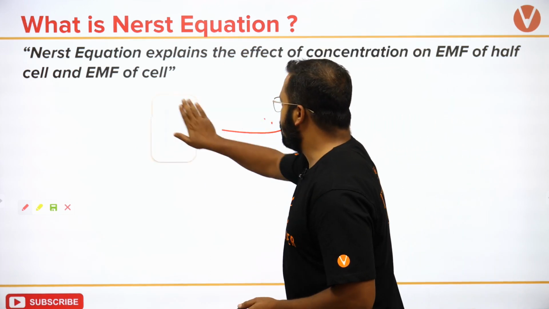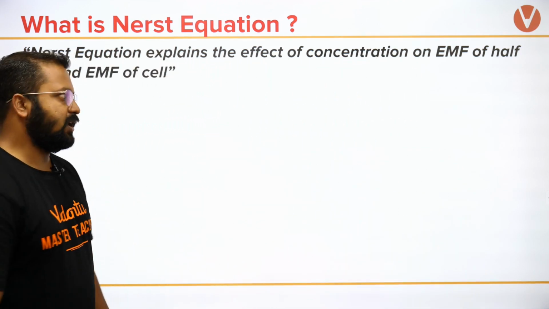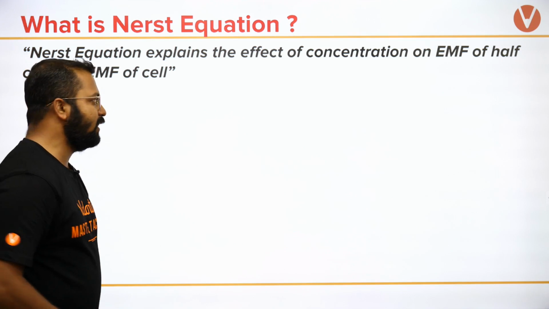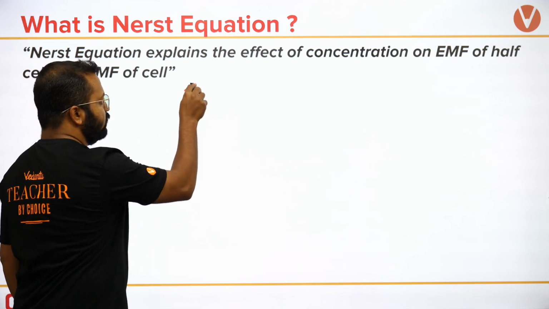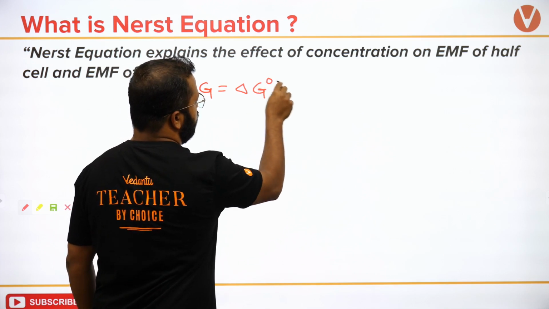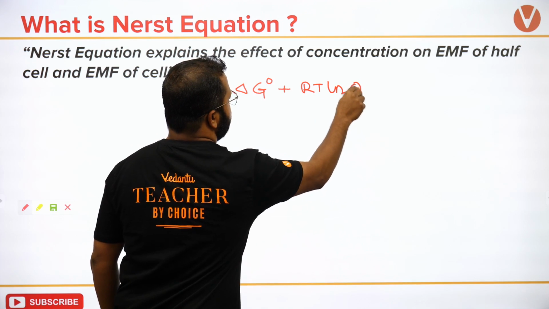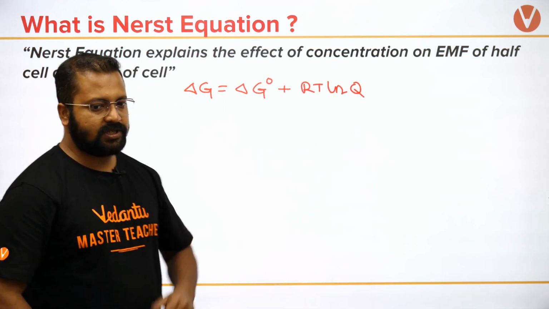Now, to understand the Nernst equation, we will go a little behind and start from this equation: delta G is equal to delta G naught plus RT ln Q. Do you guys know this equation?